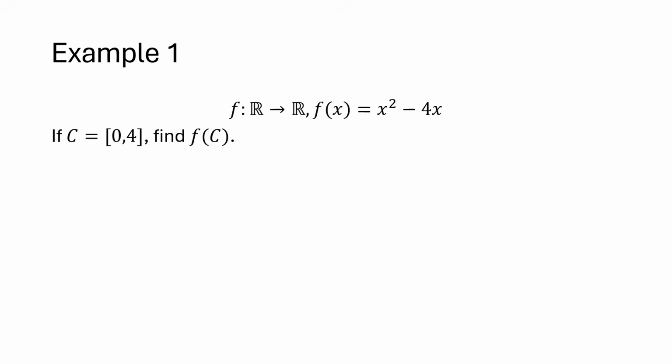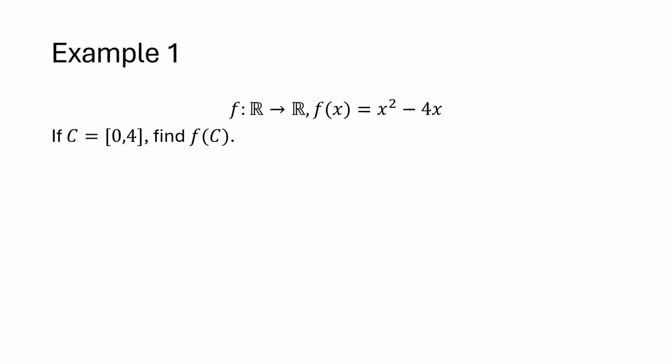Here is our first example. We have a function from R to R defined by y equals x squared minus 4x. It's a parabola, it's upward facing, but it has been translated. If C is the interval from 0 to 4, endpoints included, what is the image f(C)? One of the best ways to find images, if we can sketch the graph, is to restrict the domain on the graph itself and see how it affects the range of y values.